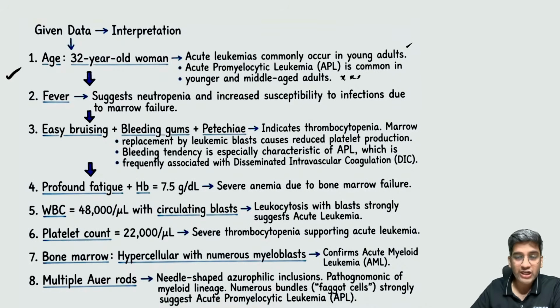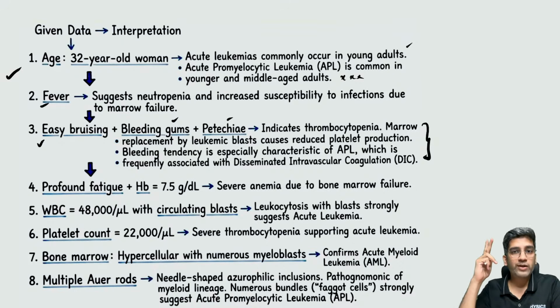Though this is not how I diagnose, there's extra information here. Fever is there in this patient, which suggests neutropenia. Easy bruising, bleeding gums, petechiae, which means there is thrombocytopenia. This could be your reasoning for a 2-mark question. Thrombocytopenia can be due to the bone marrow being replaced by the blasts. Or you know that acute promyelocytic leukemia is one disease which can present with disseminated intravascular coagulation. That can also be the reason for the platelet count being reduced, which causes the easy bruisability, right?